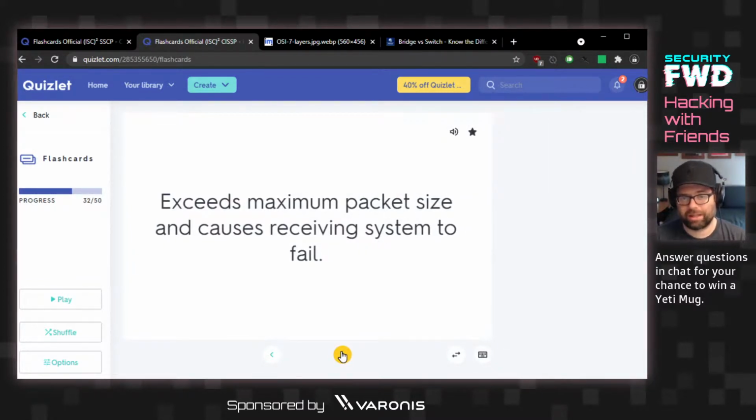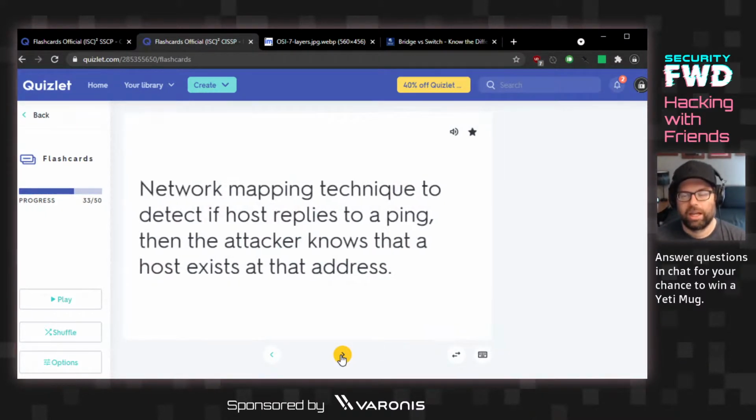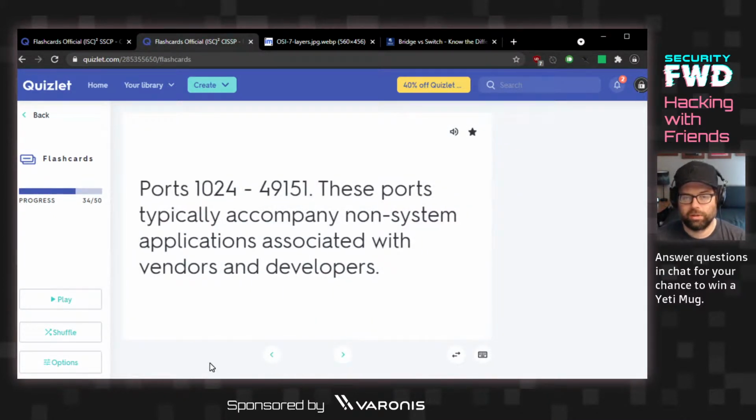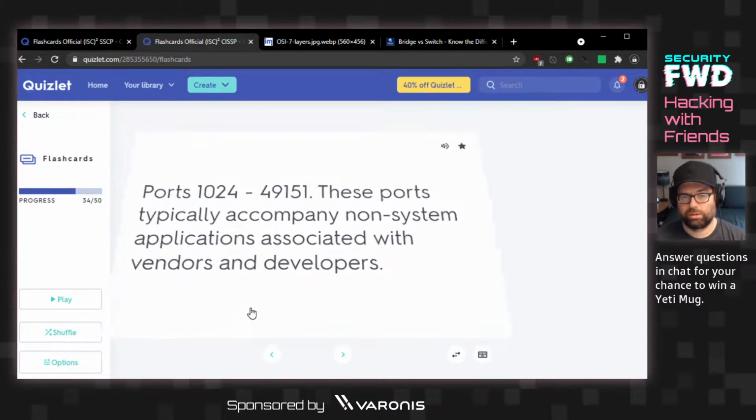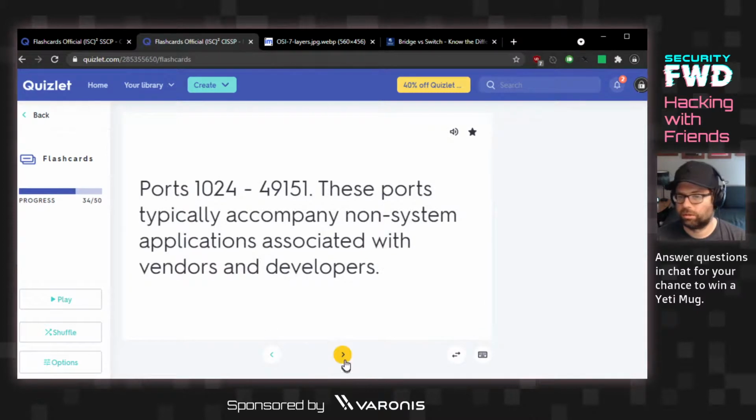Exceeds maximum packet size and causes receiving systems to fail. Ping of death. We should just get t-shirts made up that say ping of death. All right. Network mapping technique to detect if host replies to a ping, then the attacker knows that a host exists at that address. Ping scanning. All right. Ports 1024 to 49151. Non-system applications. These are reserved, registered ports.